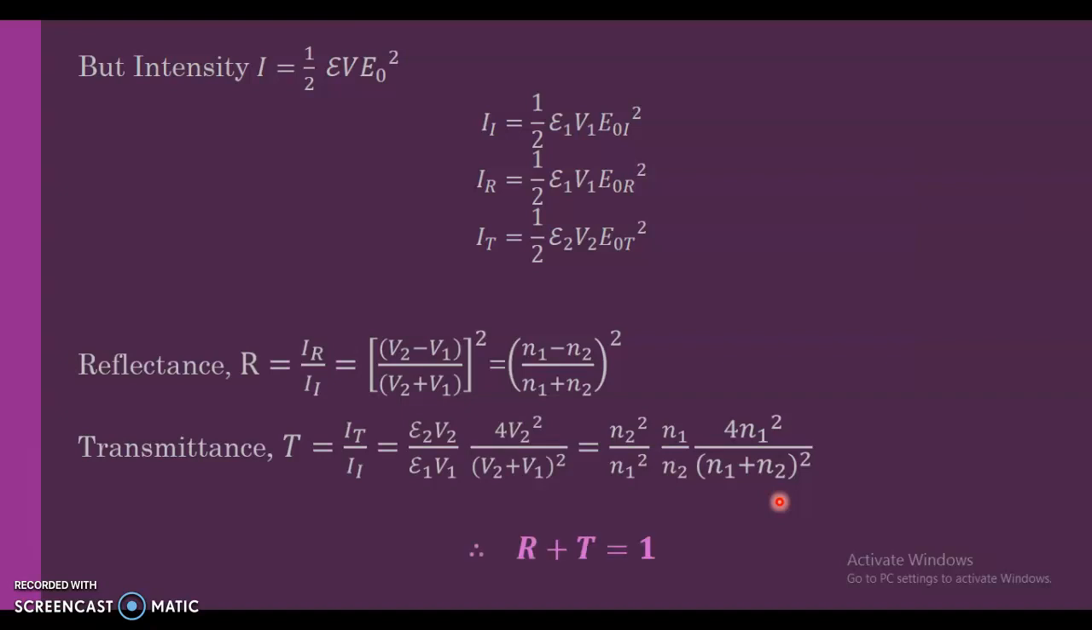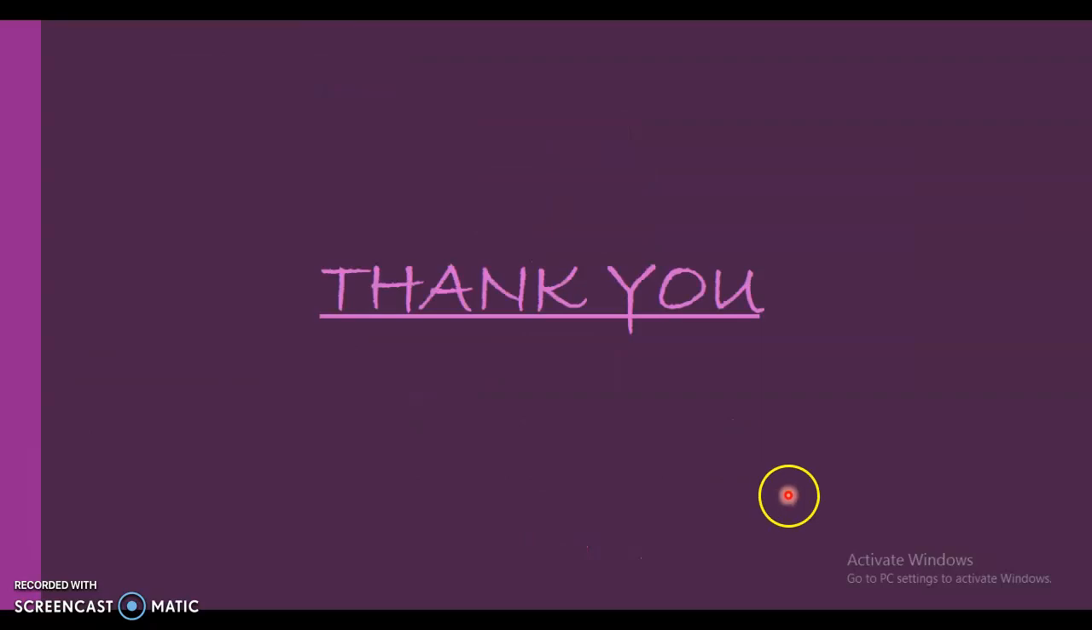Thus, we obtain the reflectance plus the transmittance as equal to 1. That is, the sum of reflectance and transmittance being equal to 1 holds when the light is incident normal to the surface. In the same way, we can also calculate the reflectance and transmittance at oblique incidence. But now, I hope you all understand this section, and let me start the next one. Thank you.